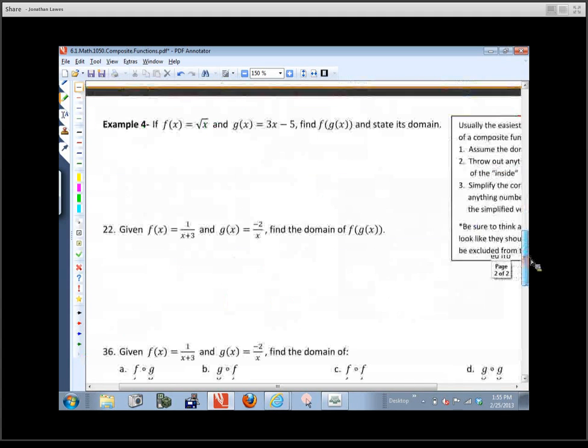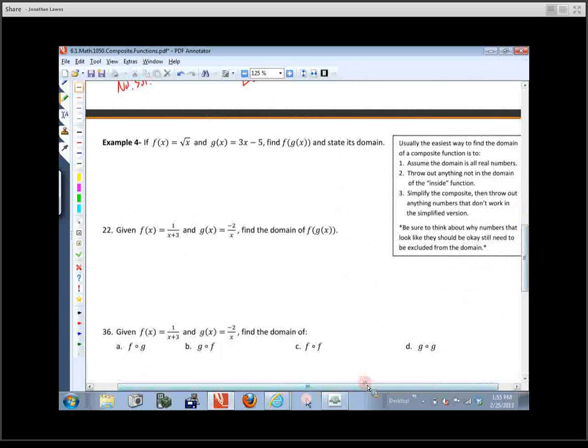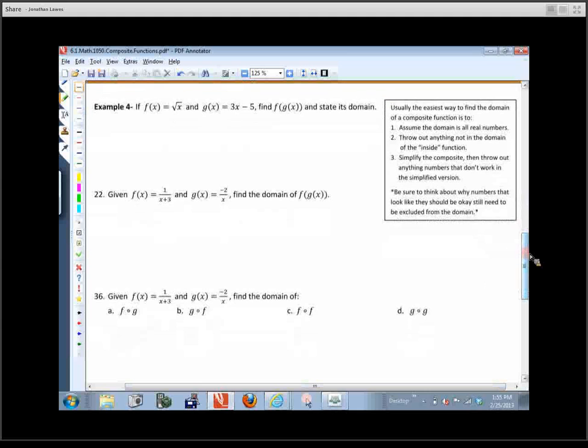Okay, you've got a few where there are graphs. Let's take a look at the next part. So on the back side, here's what we've got. We've got problems and functions similar to what we saw on the front side, only this time the instructions changed just a little bit. It says if f of x is the square root of x and g of x is 3x minus 5, find f of g of x, which hopefully shouldn't be too terribly difficult, and state its domain.